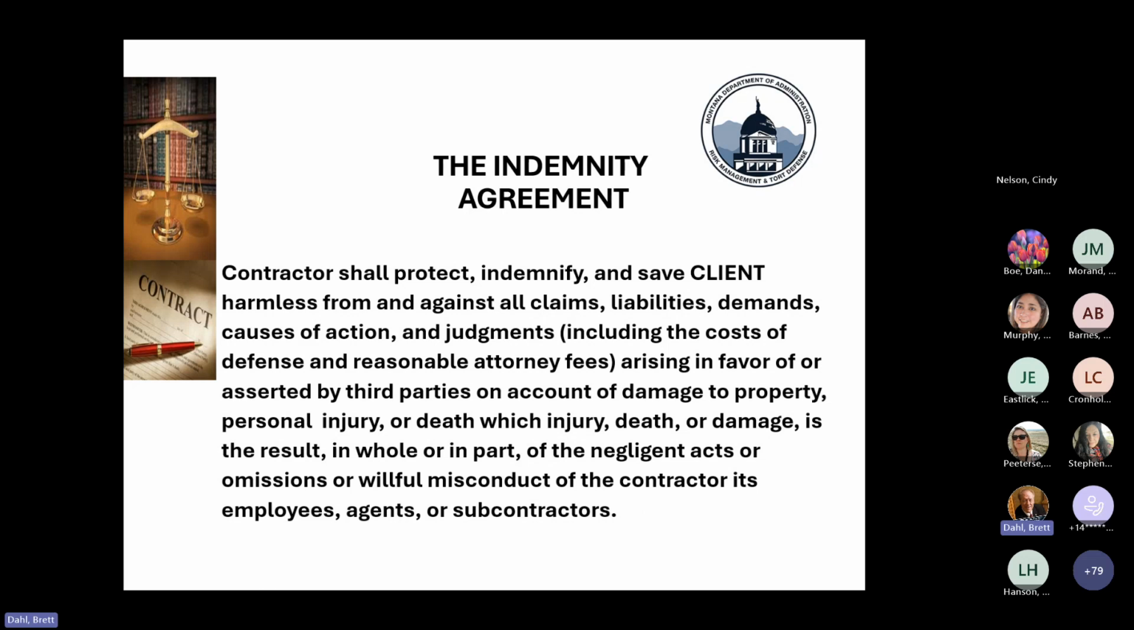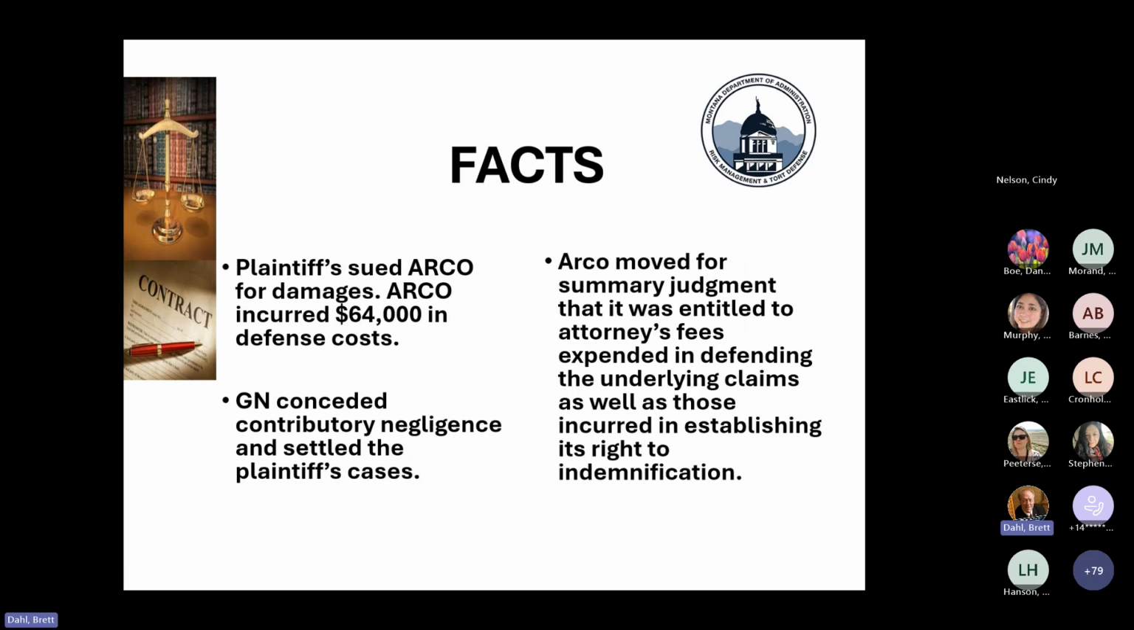That's the indemnity agreement. So the facts were that the plaintiffs sued ARCO for damages, and ARCO incurred $64,000 in attorney's fees in defense cost. Grant Norpack said, yeah, we were negligent. They conceded that they were negligent in doing the testing in the shock waves, and ARCO moved for summary judgment that it was entitled to the attorney's fees that they incurred in defending the underlying claims, as well as establishing their right to indemnification.